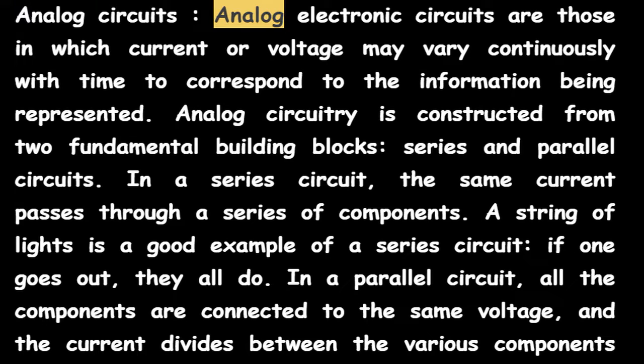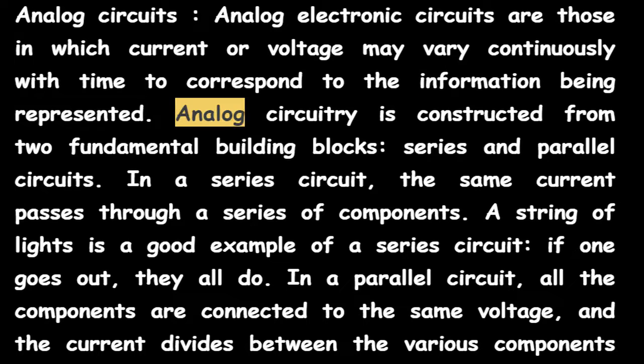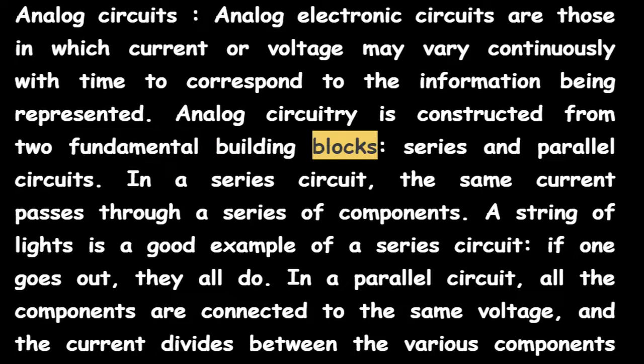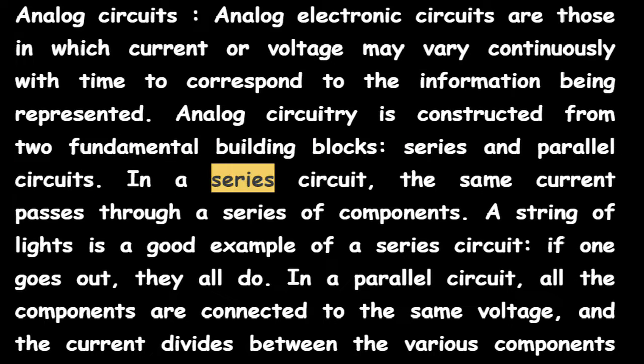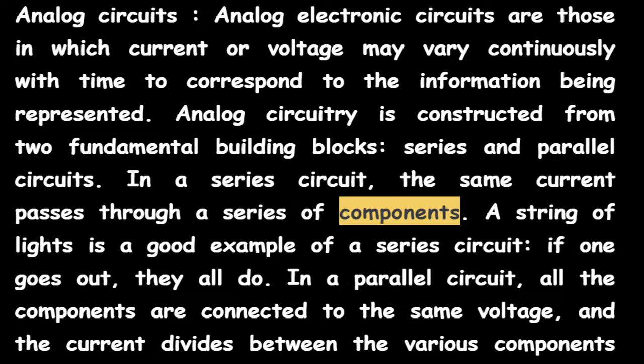Analog circuits. Analog electronic circuits are those in which current or voltage may vary continuously with time to correspond to the information being represented. Analog circuitry is constructed from two fundamental building blocks, series and parallel circuits. In a series circuit, the same current passes through a series of components.